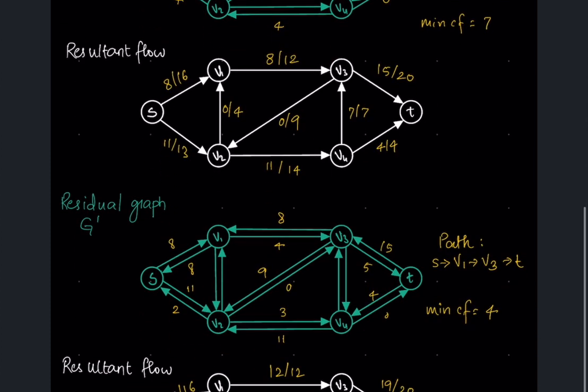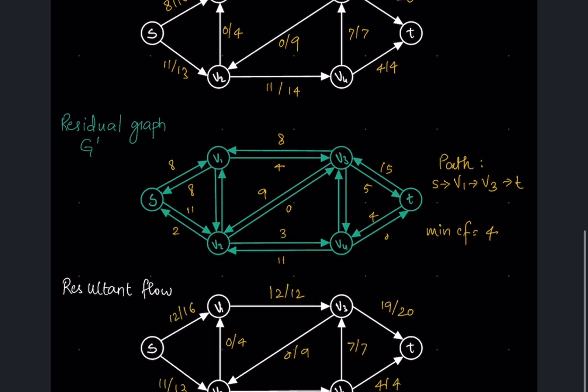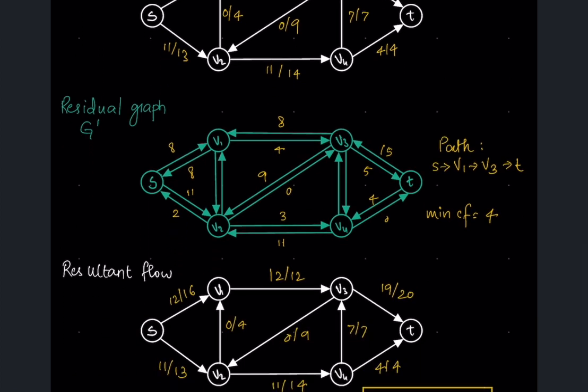From here, we can see that there's still scope for augmenting paths. So let us do that. Now we pick the path from S to V2, V2 to V4, V4 to V3, V3 to T. Here we can make out that the minimum capacity for the edges of this particular augmenting path to be filled is 7. So let us now do that, and the modified graph that we get is this one.